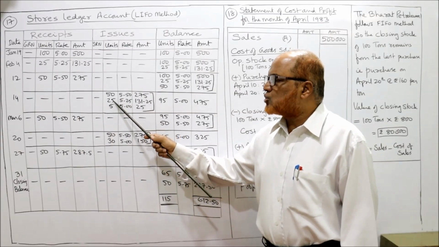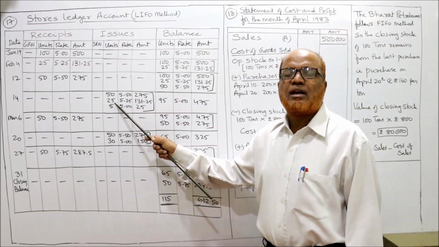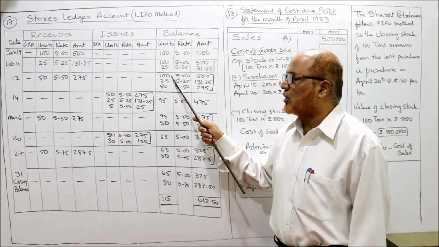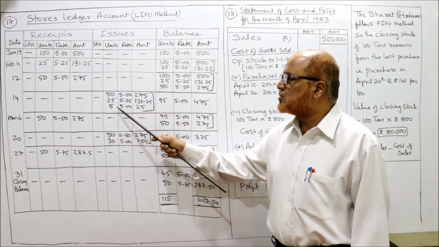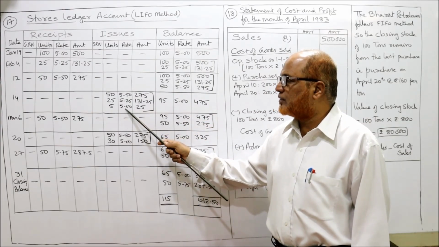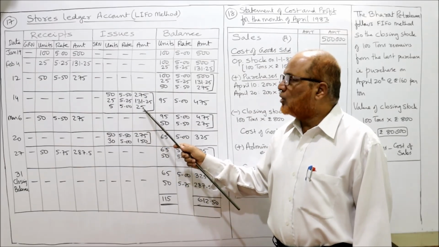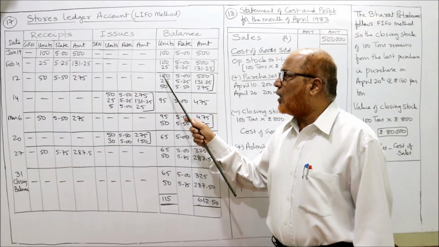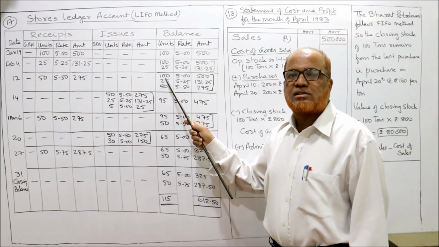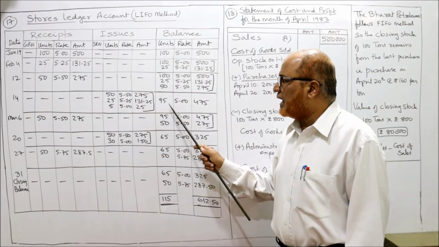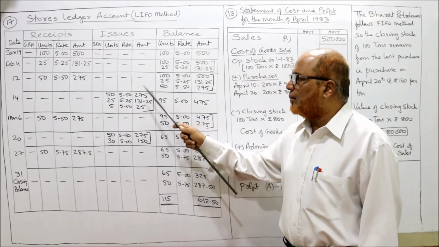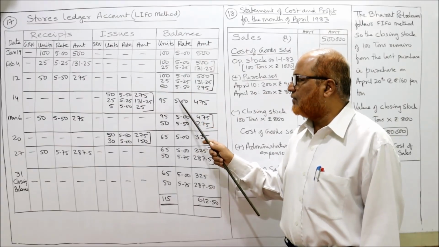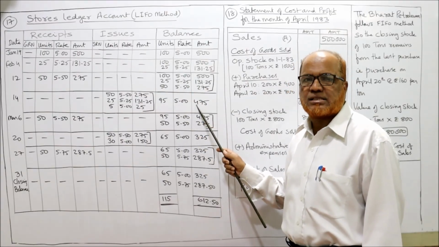Now 50 plus 25, 75. Totally we require 80 tons. So 5 tons we use from the first lot, 5 tons at 5 rupees, 25. So third lot and second lot are completely exhausted. Out of the first lot of 100 units, 5 units we have issued. So 95 units are remaining. 100 minus 5, 95 at 5 rupees each. So 95 into 5, 475 is the balance.